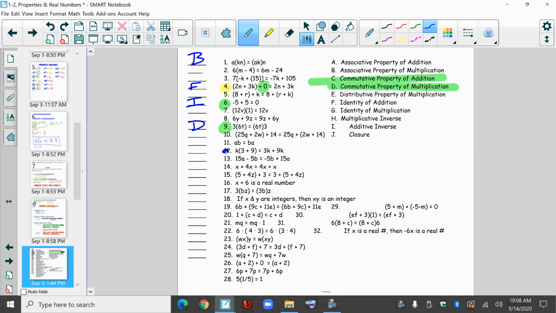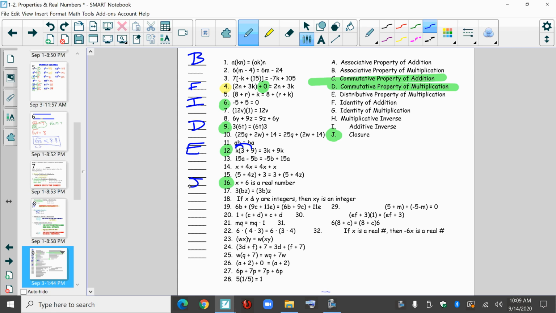Next, number 12. Number 12, k parentheses 3 plus 9 equals 3k plus 9k. Well, how am I getting a 3k out of this? Well, all they did was distribute that, so therefore it has to be letter E, the distributive property. Yes? Number 16, x plus 6 is a real number. As soon as you see is a real number, the dead giveaway should be J for closure.